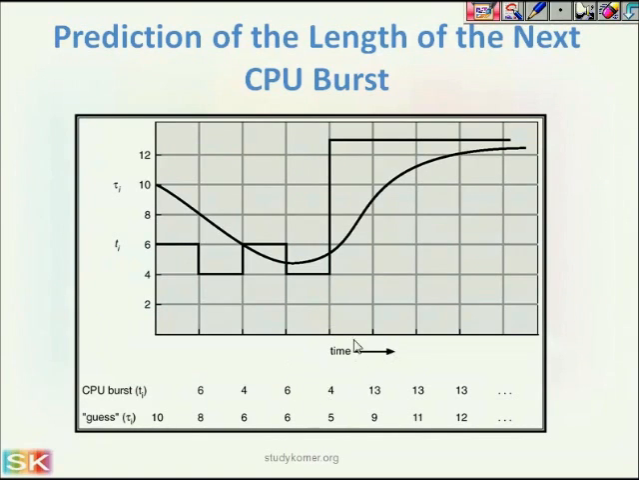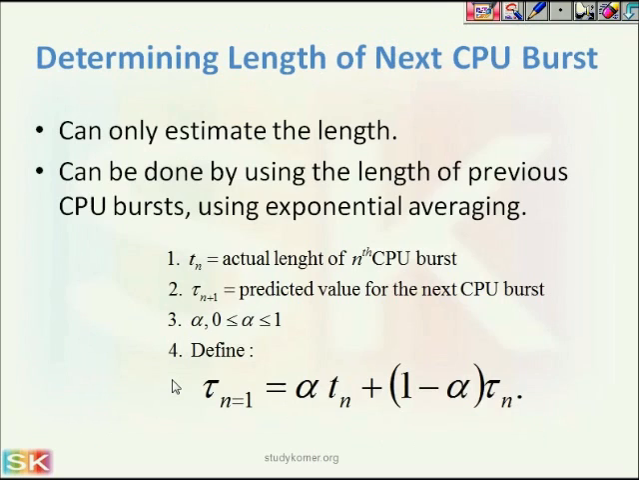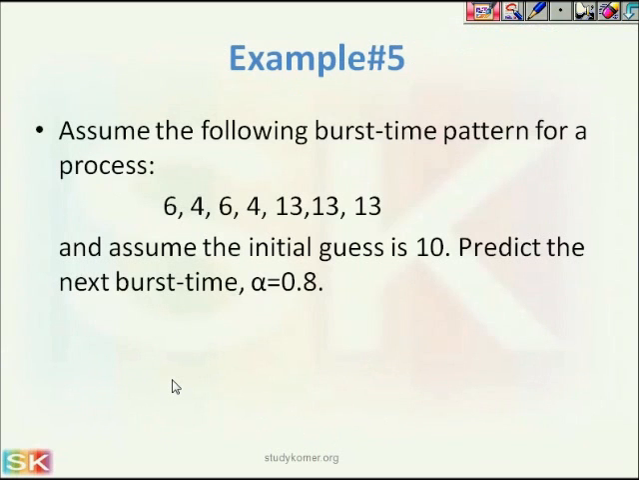Here we have an example. Ti is given as 6, 4, 6, 4, 13, 13, 13, and they calculated tau as 10, 8, 6, 6, 5, 9, 11, 12 and so on, right? So using this formula we can calculate the predicted value of the next CPU burst, right? So this is an example.